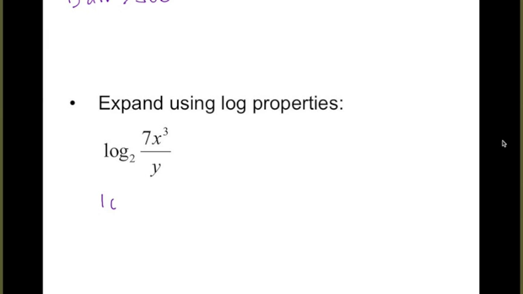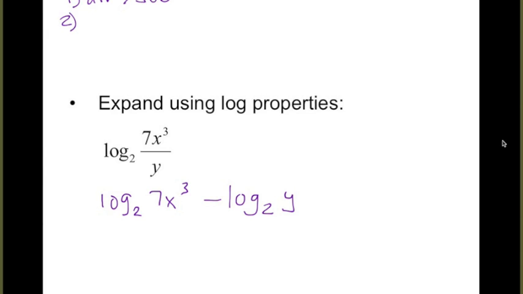So the first thing we're going to do is separate this division into a subtraction of two separate logs. The top gets its own log, the bottom gets its own log, and we subtract them. The base is the same for both of them, so they're both base 2.